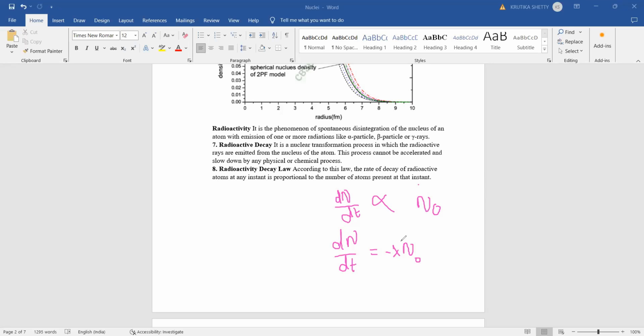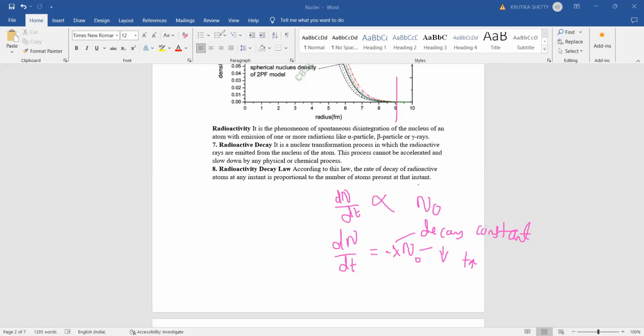This lambda is called the decay constant. What does the minus sign indicate? This negative sign indicates that the number of atoms is decreasing with increase in time. As time increases, the number of atoms decreases. So this is radioactive decay.